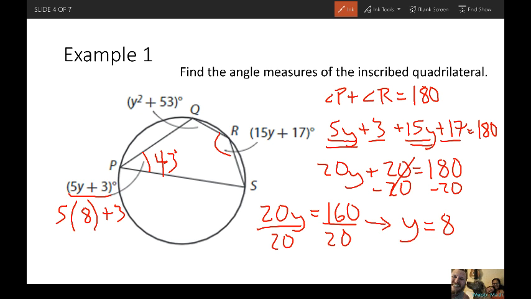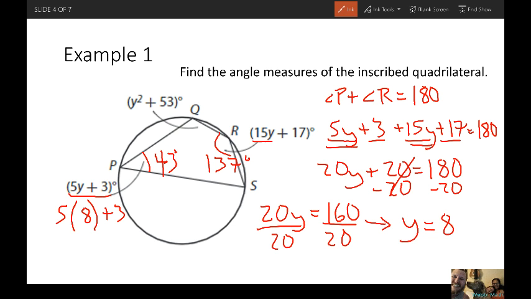Now, if P is 43 degrees, what's 180 minus 43? It should be 137 degrees. So notice how I didn't substitute it in. I could have, or you just know that those two angles, P and R, add up to 180, right? So if you found one of them, just 180 minus 43, and you get whatever angle R is.